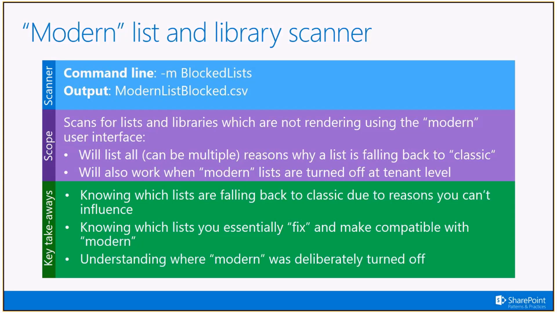Next big topic, and actually the biggest topic in the scanner, and also the most complex from a scanning logic perspective, because it has to do way more than the actual modern page scan, is scanning lists and libraries. Again, you can focus your scan by providing a command line. Output is the modern list blocked CSV file.